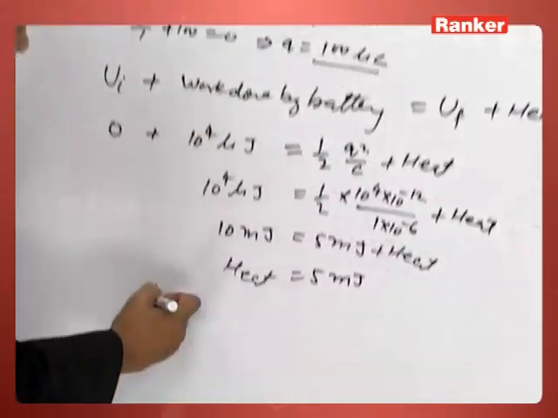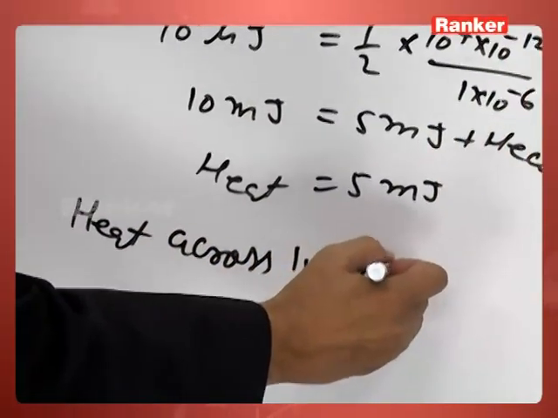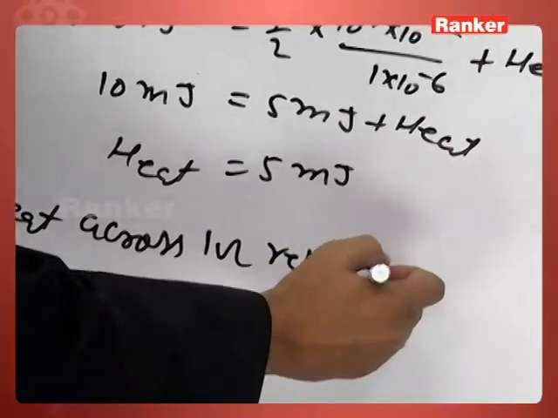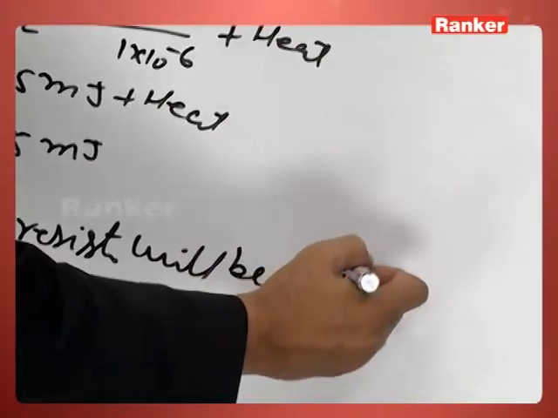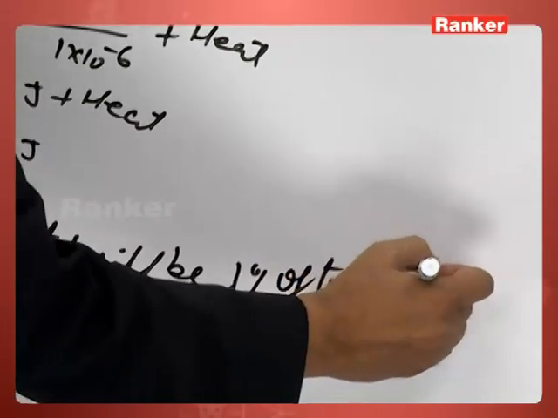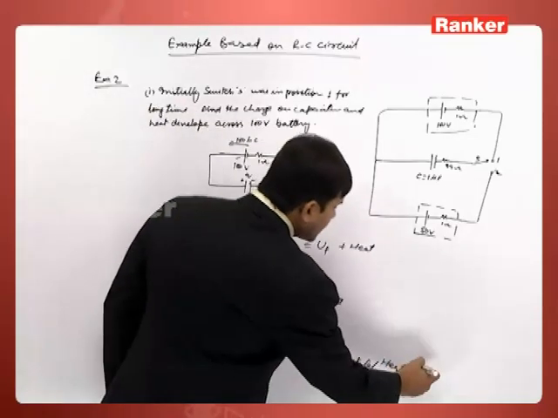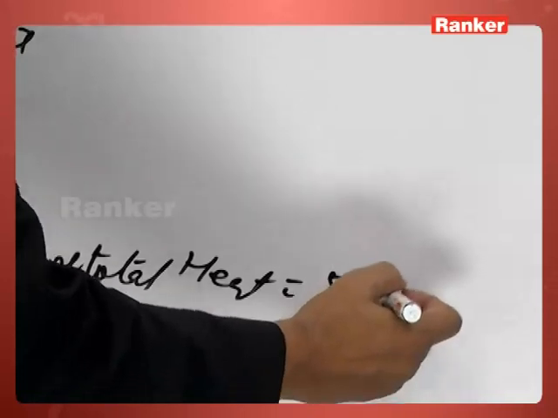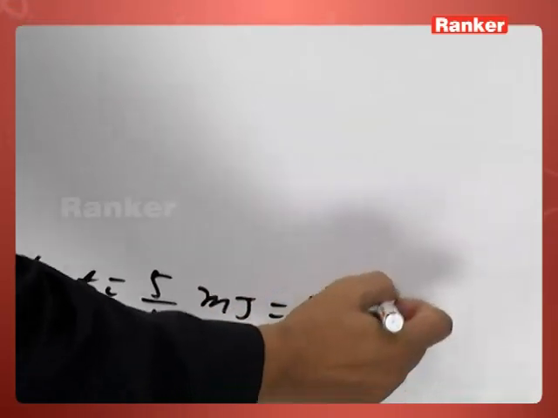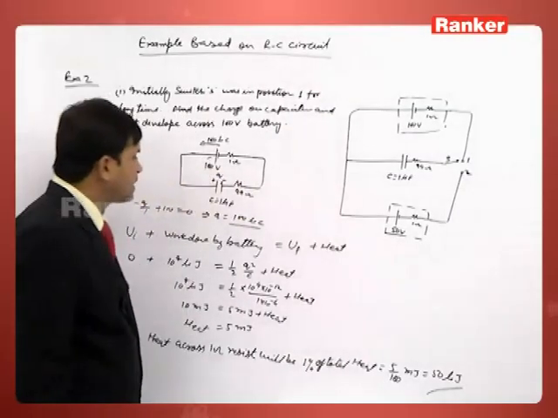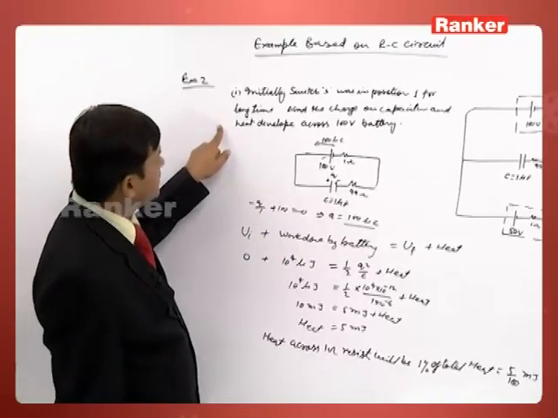The heat across 1 ohm resistance will be 1% of the total heat. And 1% of total heat means 5 millijoule times 1 by 100. So 5 by 100 millijoule is the heat developed across this, or we can say 50 microjoule heat developed across the battery. So this is the first part.